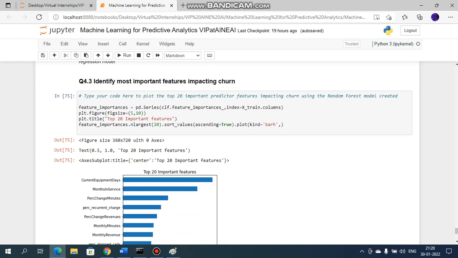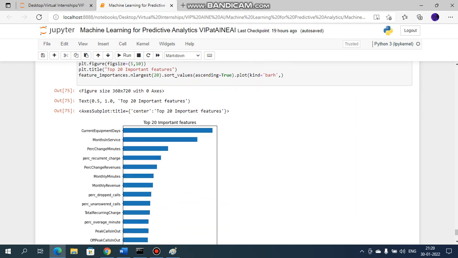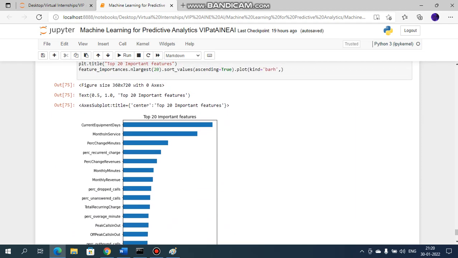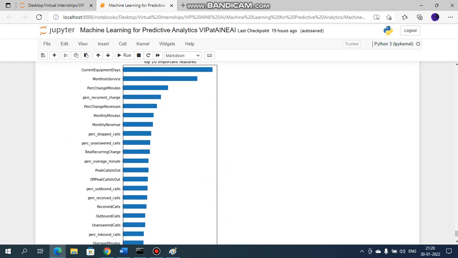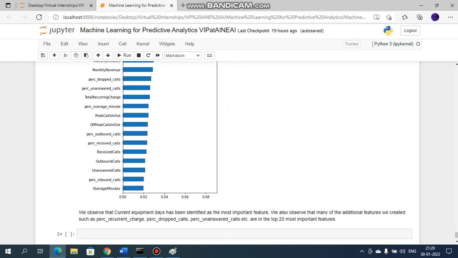And we used the random forest model to identify and visualize the top 20 important predictor features. The most important predictor feature was the current equipment days, followed by months in service and percentage change minutes. It's also interesting to see that many of our additional features which we created were in the top 20 most important features. That concludes this project walkthrough.